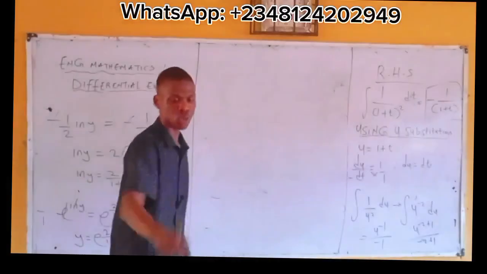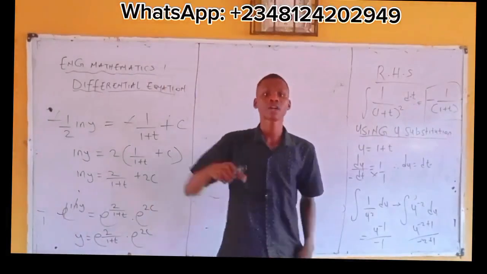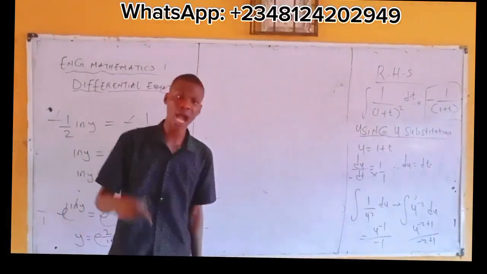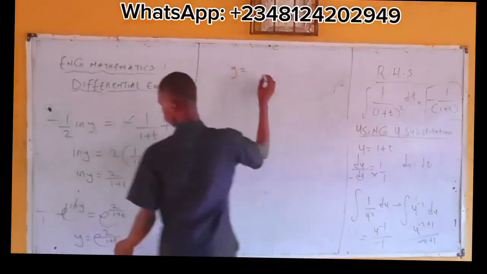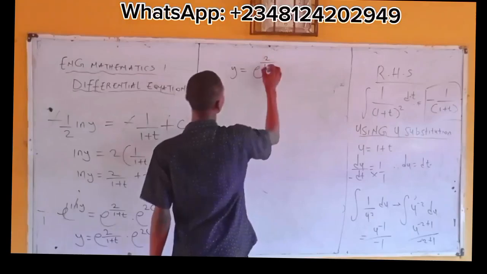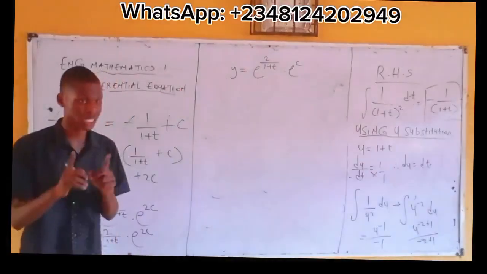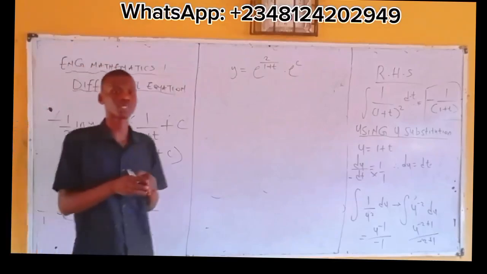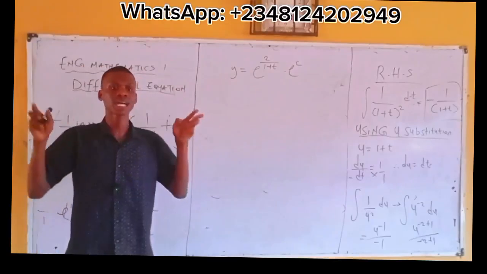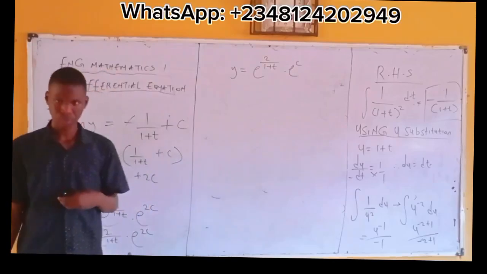Now, question 1. Go back to question 1. Question 1 was: find y as a function of t. Now, check. We've done that. y is a function of t, right? Meaning y is equal to exponential 2 divided by 1 plus t dot exponential c. But question 2 now says determine the value of y when t becomes larger. Now, the idea of larger is that we are substituting t to be infinity.